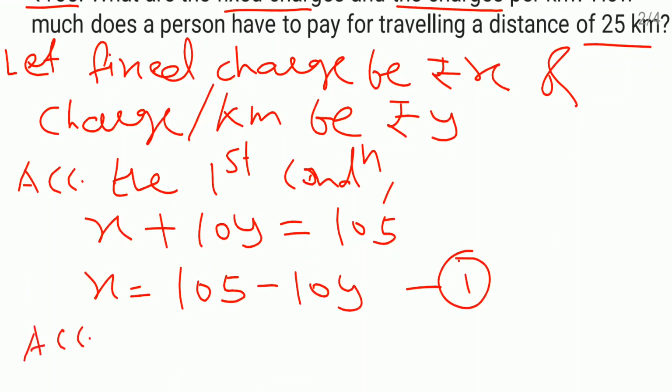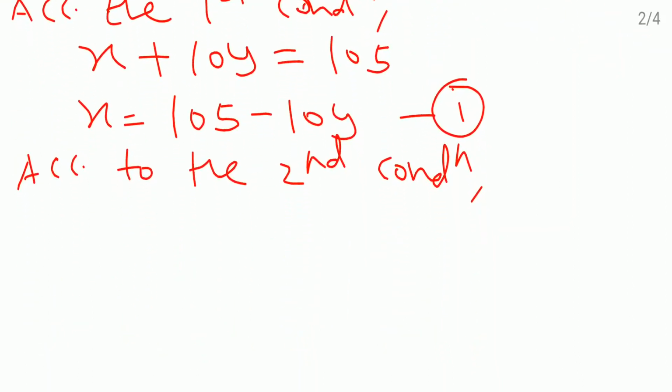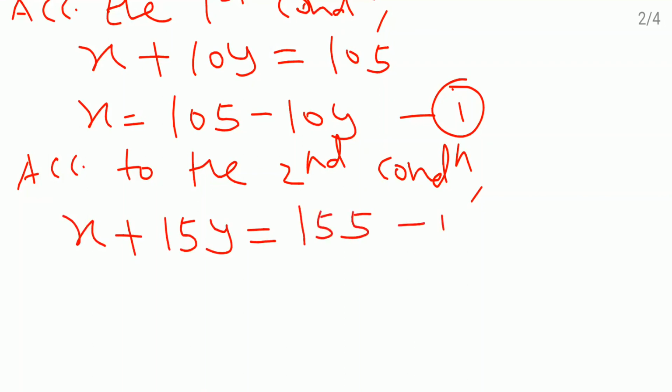Now look at the second condition here. According to the second condition, they are saying for the journey of 15 km he has paid 155 rupees. So X is the fixed charge, for 15 km the charge is 15Y, which is equal to the total money paid, rupees 155. I will name it as equation 2. Correct?